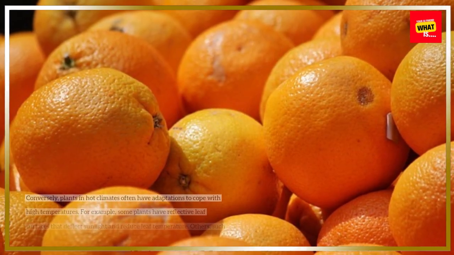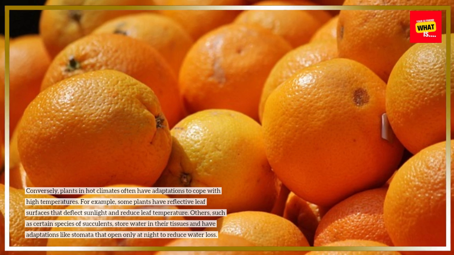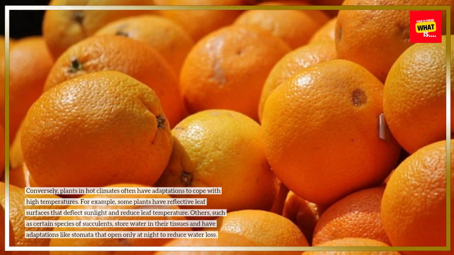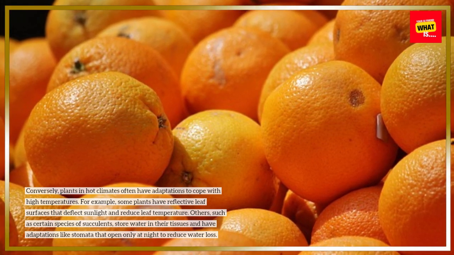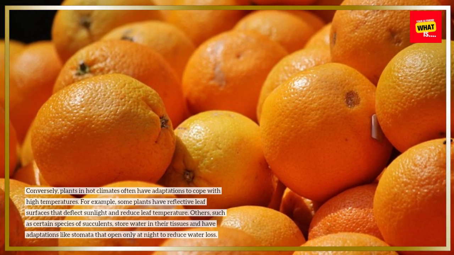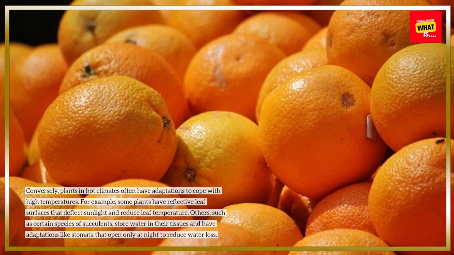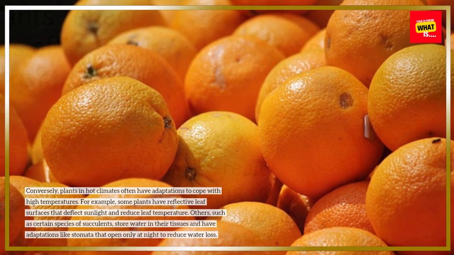Conversely, plants in hot climates often have adaptations to cope with high temperatures. For example, some plants have reflective leaf surfaces that deflect sunlight and reduce leaf temperature. Others, such as certain species of succulents, store water in their tissues and have adaptations like stomata that open only at night to reduce water loss.